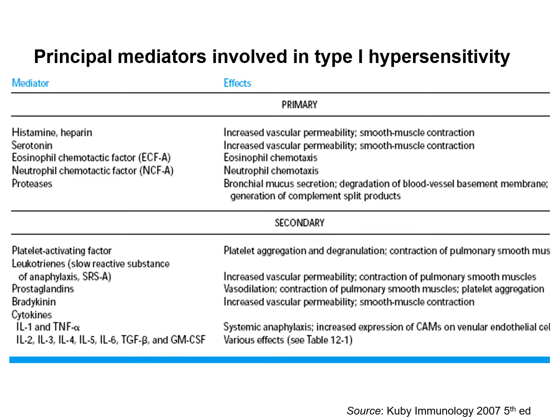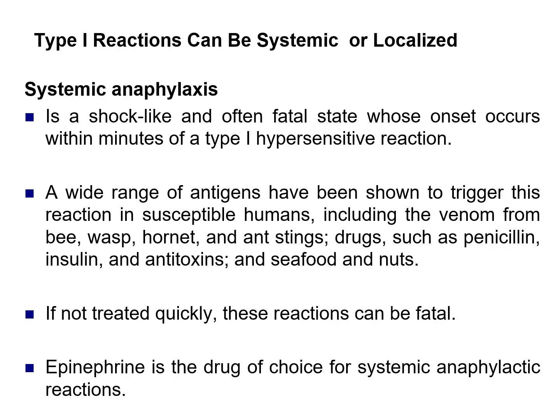Bradykinins can cause again increased vascular permeability and smooth muscle contraction. Prostaglandins cause vasodilation, the same effect, and contraction of the pulmonary muscles and platelet aggregation. And cytokine production leading to systemic anaphylaxis. Right, so this systemic anaphylaxis is a fatal state. It's a shock-like and fatal state that can happen within minutes after a type 1 hypersensitivity reaction.